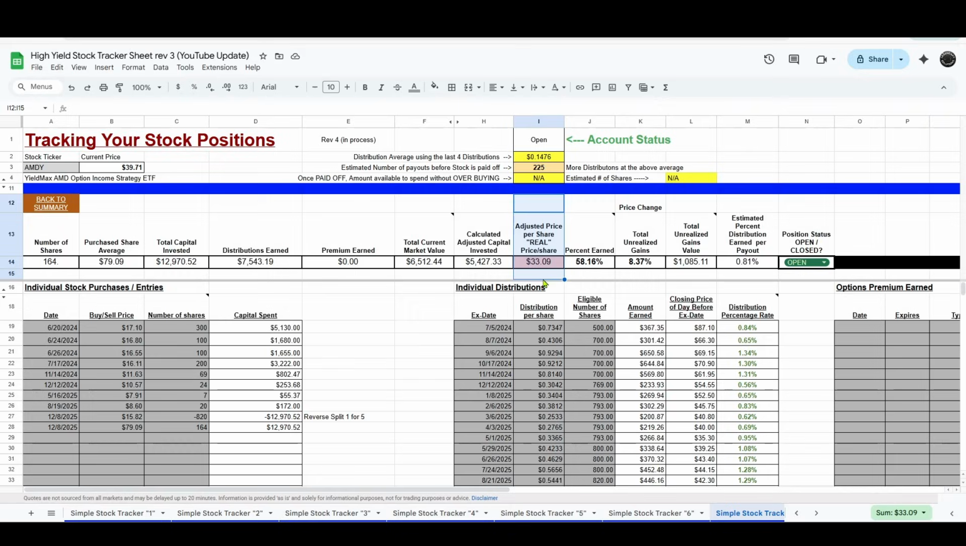But that's me. You have to make your own decisions, as this is not financial advice, and you should always do your own due diligence and your own research and come up with your own method of how you want to handle these high yield ETFs. But for me, I don't want my account wrecked. So that's why I use my method, because I don't want my real price per share to be $79 at a current price of $39.